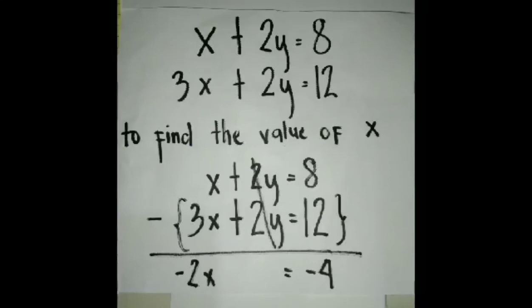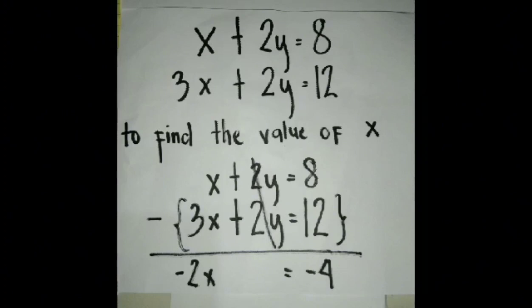So we are going to have our first example. We have x plus 2y is equal to 8 and 3x plus 2y is equal to 12. As you can observe in this first example, they have the same sign. Therefore, we need to use subtraction. So to find the value of x, we have x plus 2y is equal to 8 minus 3x plus 2y is equal to 12. And as you can see in this picture, x minus 3x is equal to negative 2x. Therefore, we eliminate the 2y and the other 2y because they don't have any value.